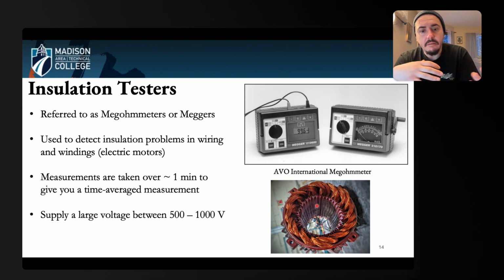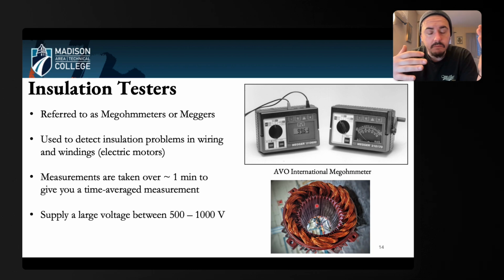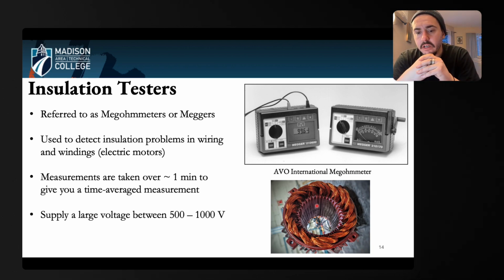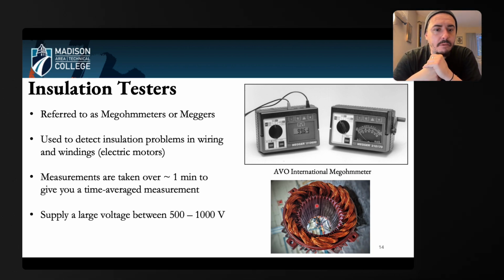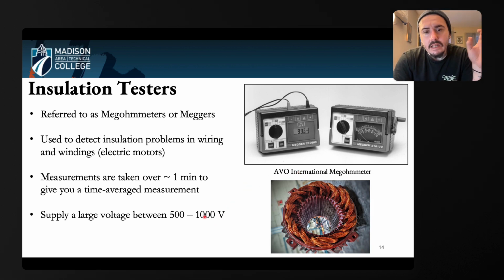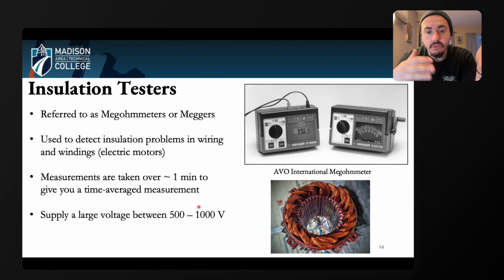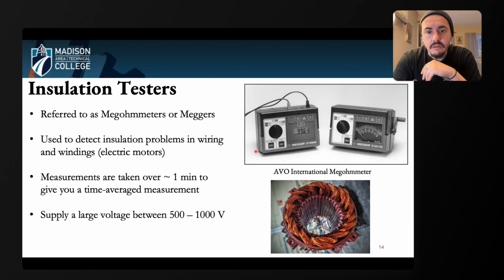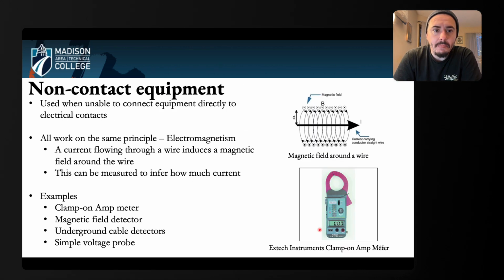Electricity and magnetism are related to one another. We'll actually talk about that in the next slide. But this device works by providing a large voltage and then, over a minute or two, time averaging and giving you some information about the resistance that it measures. If there's an issue with the windings, so if there are connections where there shouldn't be, this will inform you that this is not wound correctly. This motor is going to fail if we turn it on.